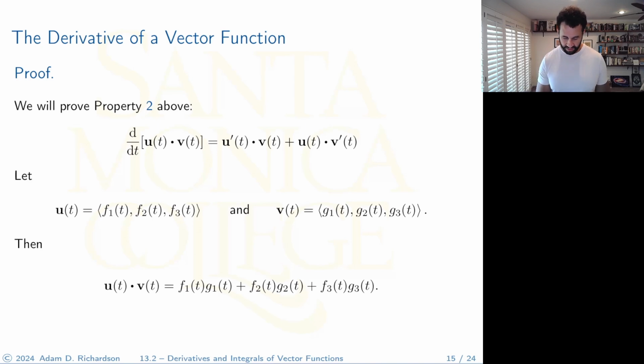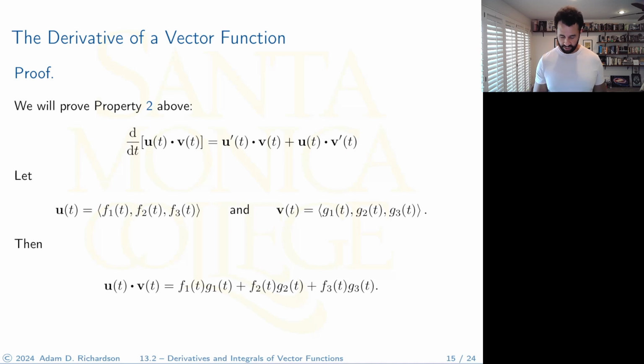So here's what we're going to do. We're going to let u equal F1, F2, F3. We're going to let v equal G1, G2, G3. Then just by the definition of the dot product, this is the dot product. And now because the derivative, or the differentiation operator, is linear, if you want to differentiate this, we can throw the differentiation operator to each term.